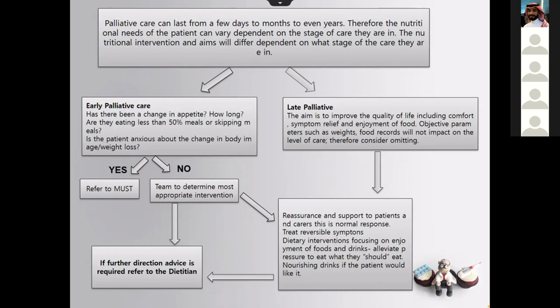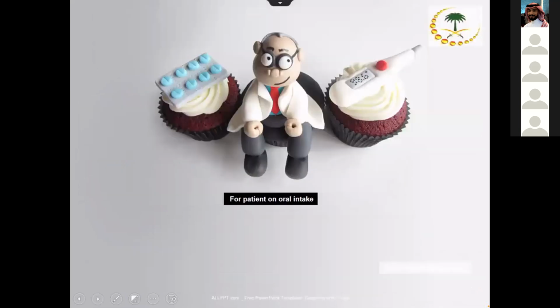In late palliative care it's a little bit different. The aim is to improve the quality of life, including comfort, symptom relief, as we said, and enjoyment of food. And after that, it ends with a dietitian consult to give patients any further advice or meet any further needs.